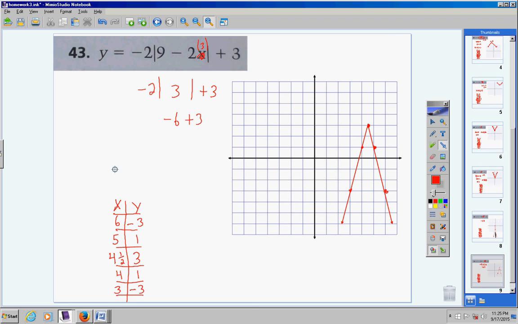So graphing an absolute value, any absolute value equation is going to give you V-shaped graphs.